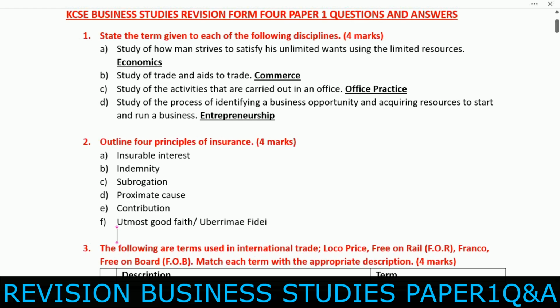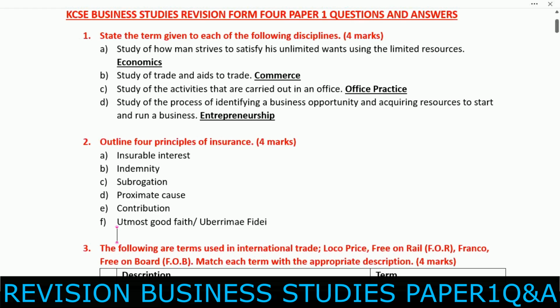Let's go to question number 1. You are told to state the term given to each of the following disciplines. Discipline A, study of how man strives to satisfy his unlimited wants using limited resources. That one is economics. B, a study of trade and aid to trade. That one is commerce. Next one, a study of the activities that are carried out in an office. That one is office practice. D, study of the process of identifying a business opportunity and acquiring resources to start and run a business. That one is entrepreneurship.